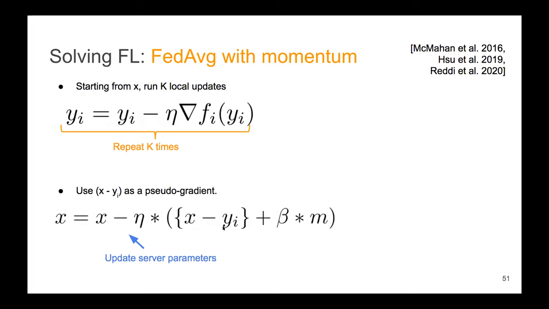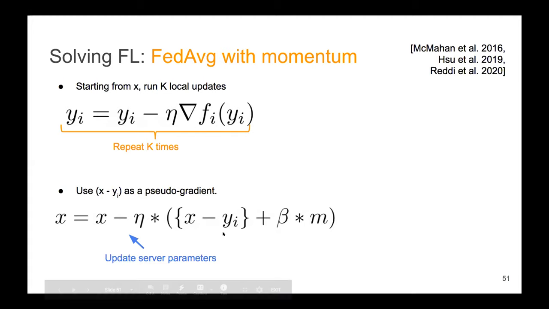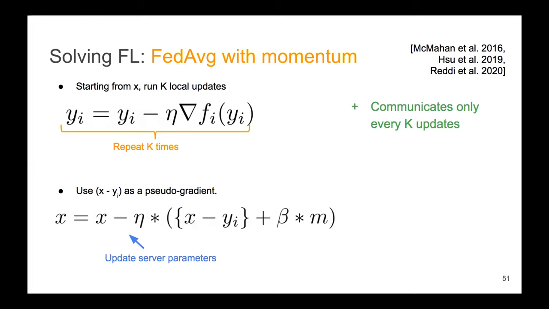Then we take a step in the direction of the pseudo gradient along with a momentum term. So we'll update the server parameters by taking a step in the pseudo gradient direction, along with the momentum term. And again, the momentum term is going to be updated using this pseudo gradient. Okay, so this is Federated averaging with momentum. Again, we might expect it to converge faster because now the clients are doing some amount of optimization.